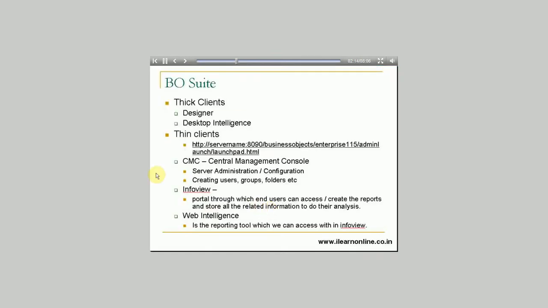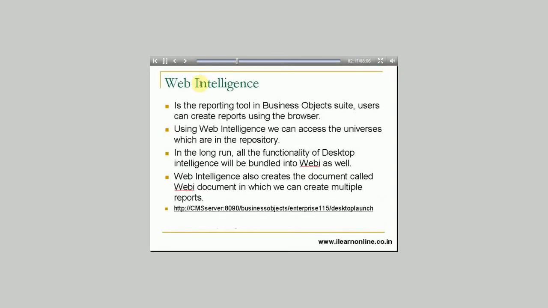Now we'll talk a little more about what WebI is, at a very overall level. It's the reporting tool in the Business Objects suite. Users can create reports using the browser-based application. Using Web Intelligence, we can access universes which are in the repository. In contrast, with Desktop Intelligence you can access universes available locally, as well as the universes available in your repository.